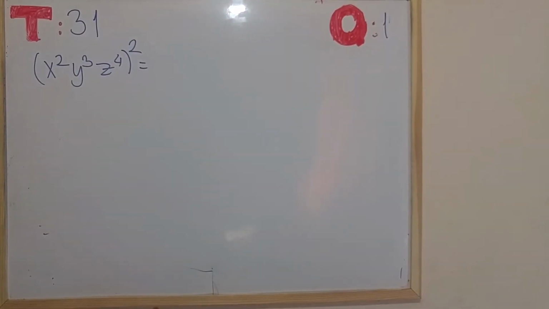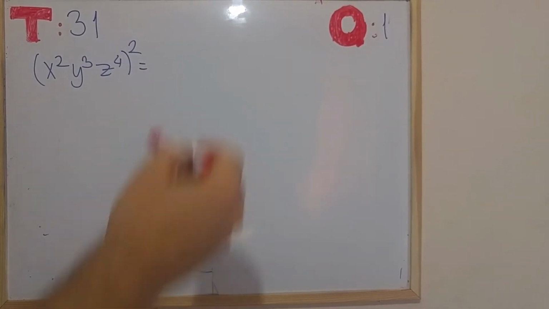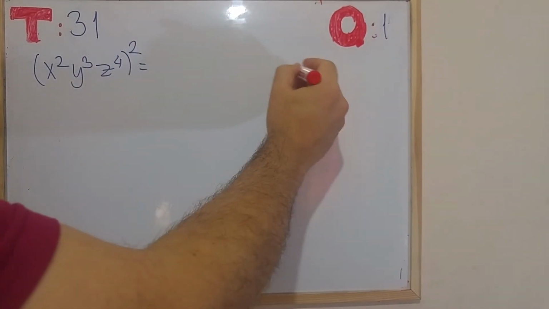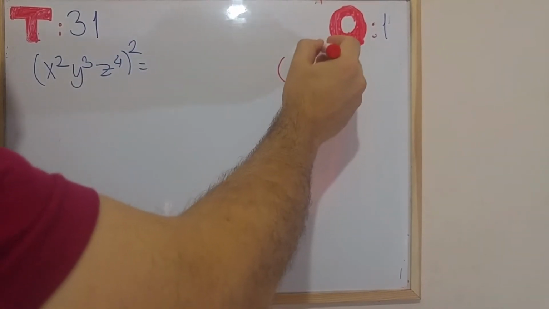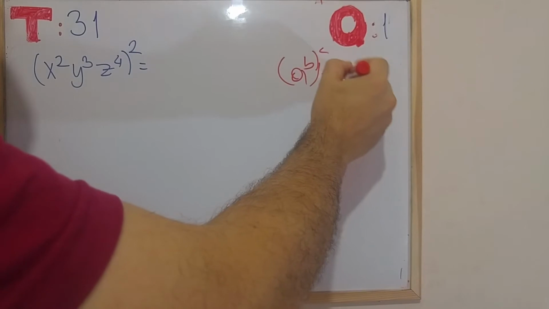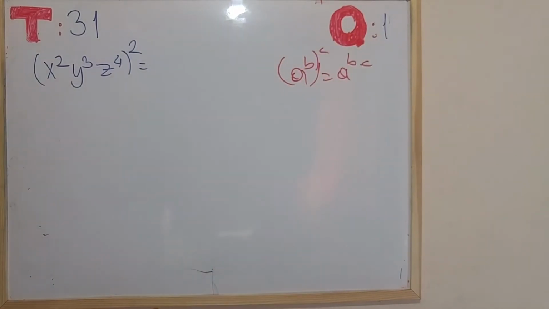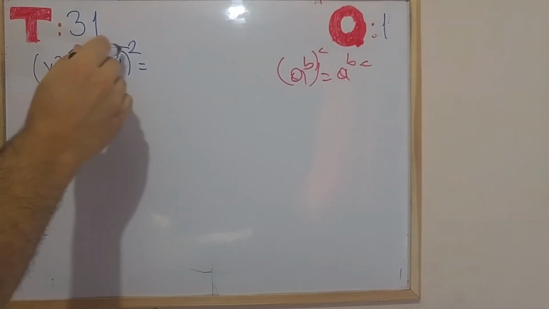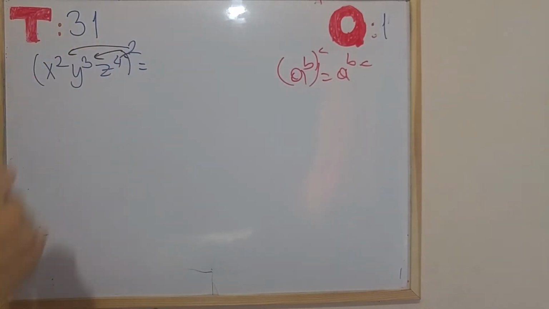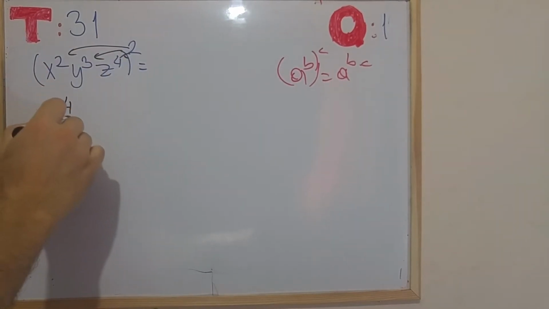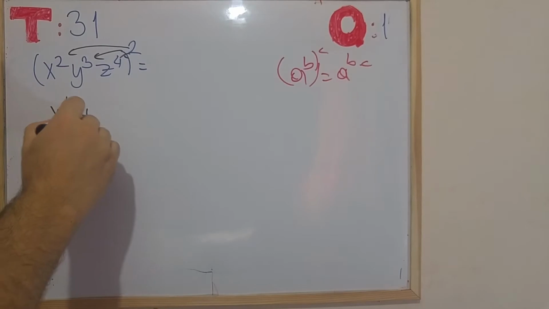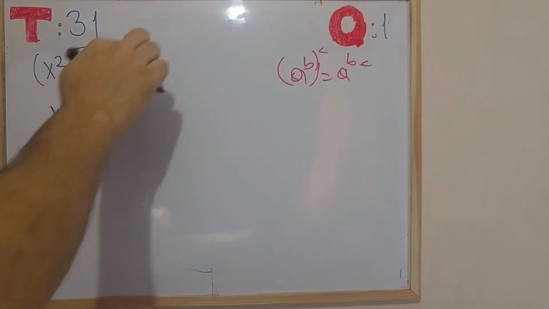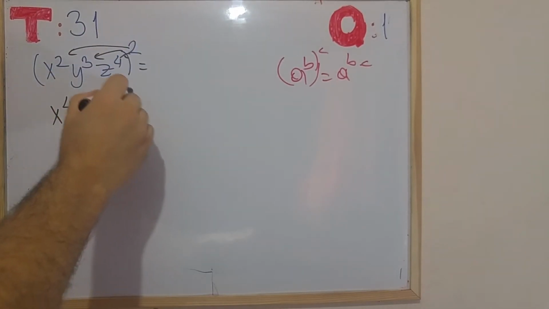In this question, we need to remember that a to the power c is equal to a to the power b times c. So what I need is to expand the parentheses. So this 2 will be multiplying by all these three numbers. So it's going to turn out like this: x to the 4 times y to the 6 times z to the 8.